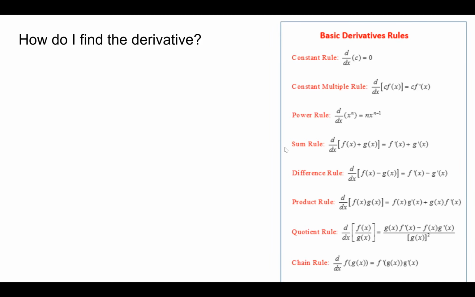Now, next is the sum and the difference rule, and these are pretty straightforward. If you have two functions being added to each other, to find the derivative, you would find the derivative of the first function and then add that to the derivative of the second function. And same with if you're taking the difference.